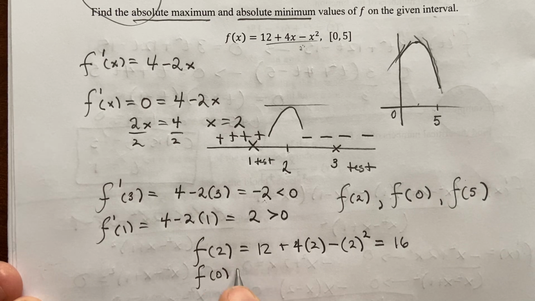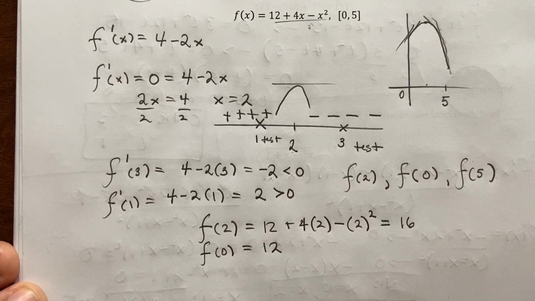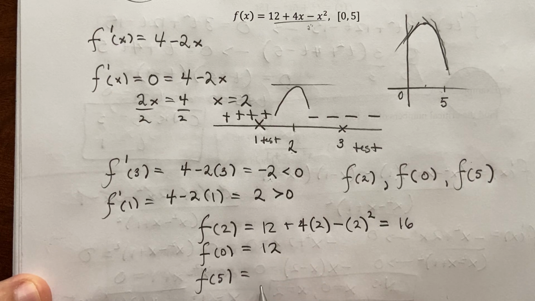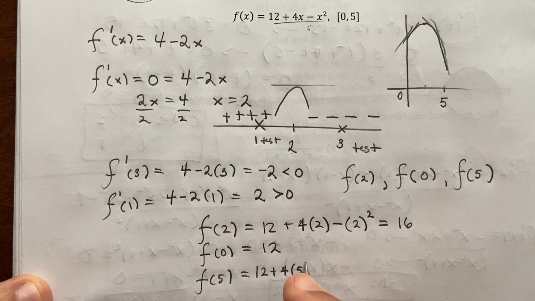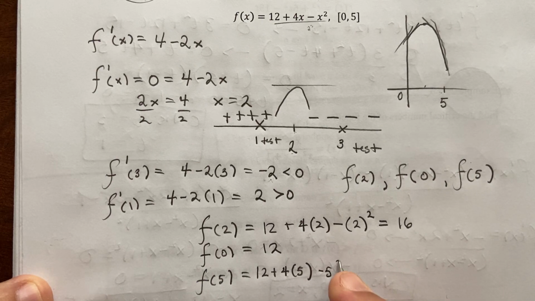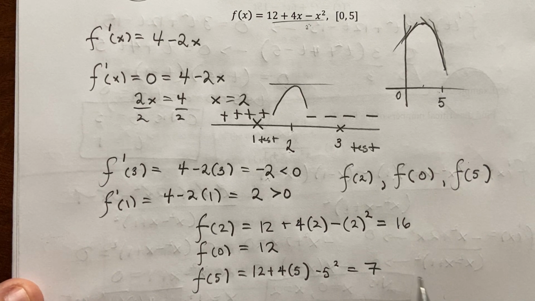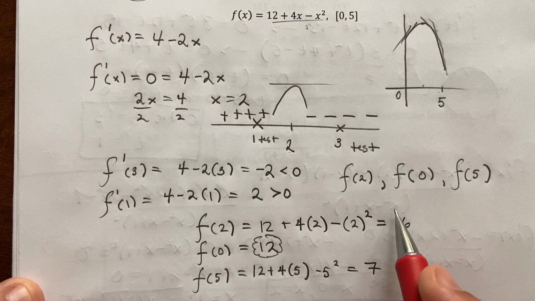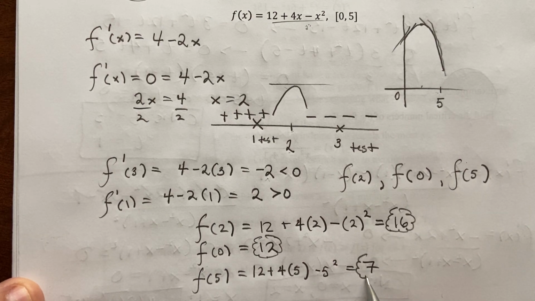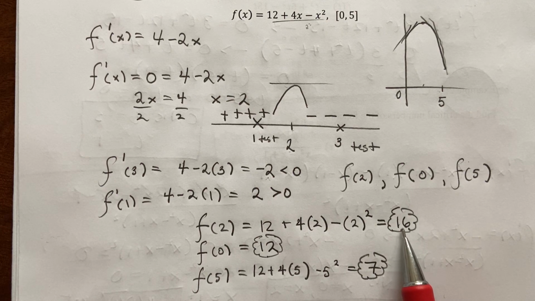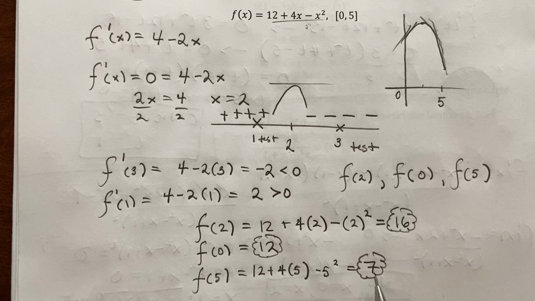Now f of 0, plug in a 0 to the original function, and obviously we get a 12. And now finding f of 5, plug a 5 into the original function, we get 12 plus 4 times 5 minus 5 squared, and we're getting a 7 out of that. So I'm looking at these numbers, and there's basically a race to the top and the bottom, right? This looks like the winner for the max, and this looks like the winner for the min.